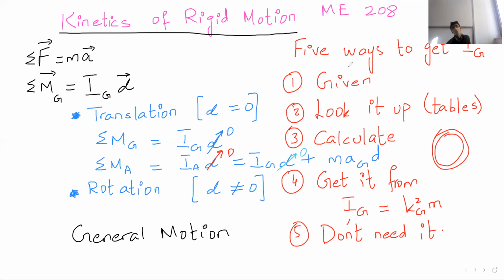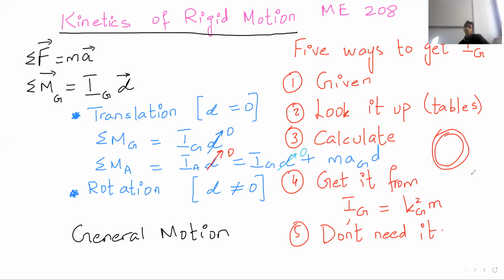I will repeat it. So in a problem statement, you might also need Ig, the moment of inertia about the center of mass. There are 5 possibilities. Either it is given to you, game over. You have to look it up in the tables. You have to calculate using previous techniques. You have to get it from the formula Ig equals m kg squared, mass multiplied by kg squared, where kg is the radius of gyration.